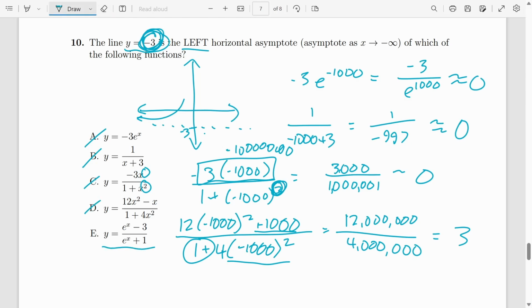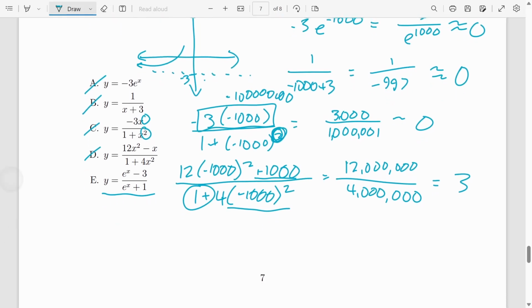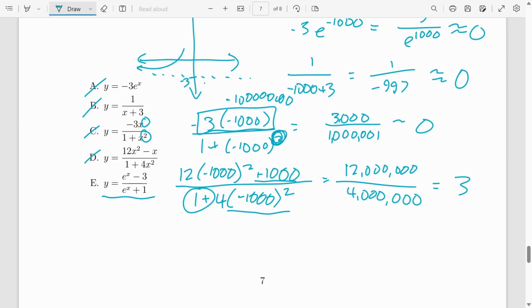Let's go ahead and verify that E is the correct answer, since there's a lot of work involved in these. So e to the negative 1,000 minus 3 all over e to the negative 1,000 plus 1. When you have e raised to a more and more negative number, that approaches 0, so we can ignore both of these. So this ends up becoming negative 3 over 1, which equals negative 3. So yeah, E is our correct answer here.